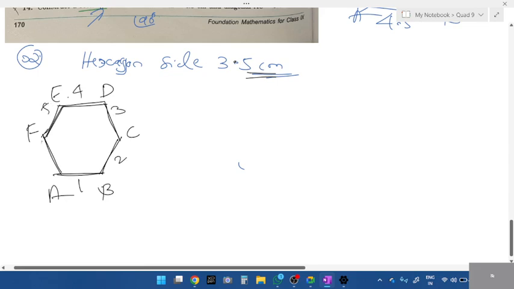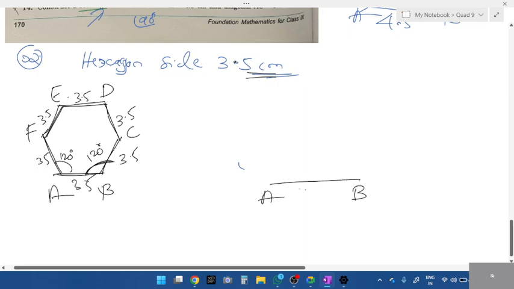And all the sides will be, what's each side given? 3.5, right? So all the sides should be 3.5. So take base 3.5 and I'll tell you the angle should be 120 degrees. What's the angle between them? It should be 120. Look here, I'll tell you how to draw. Concentrate. First, AB, students. AB.